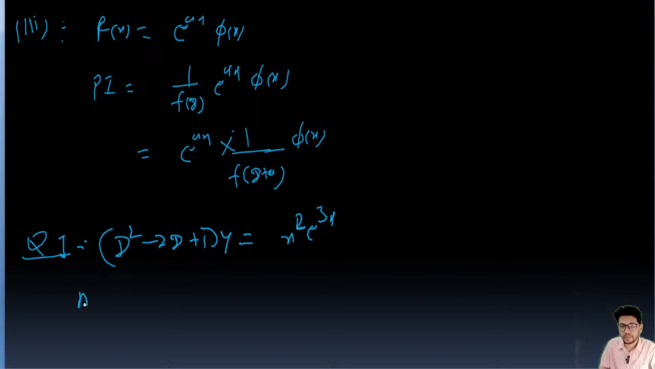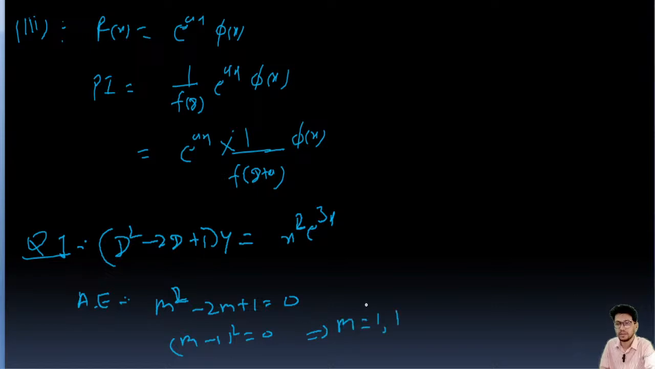We'll first find the auxiliary equation. I would request you to please watch my previous classes of differential equations, where I have explained each and everything in detail. So the auxiliary equation is m square minus 2m plus 1 equal to 0, so (m minus 1) whole square equals 0. That implies m equal to 1, 1.